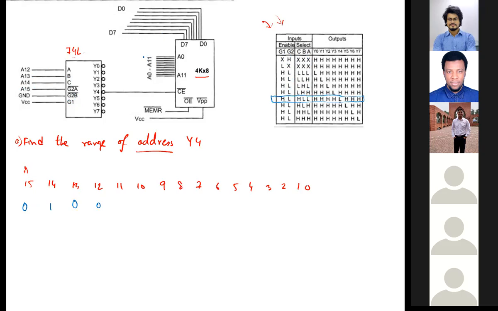Now, the rest of the pins from A0 to A11, as you can see, go directly to the address pins of the memory chip. So what can be their values? Their values can be all zeros, or their values can also be all ones.